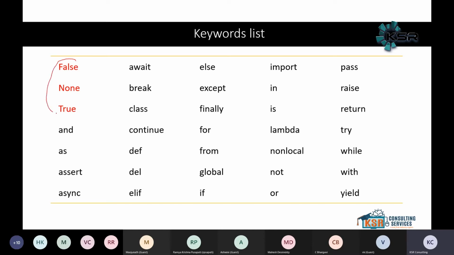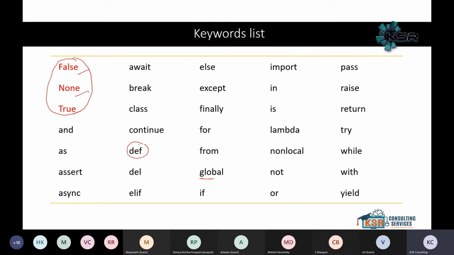Except these three, which are in red color, False, None, and True, all the keywords are in lower case. They must be written as they are. For example, global, always write this. These are the keywords. For example, here we have one called def.